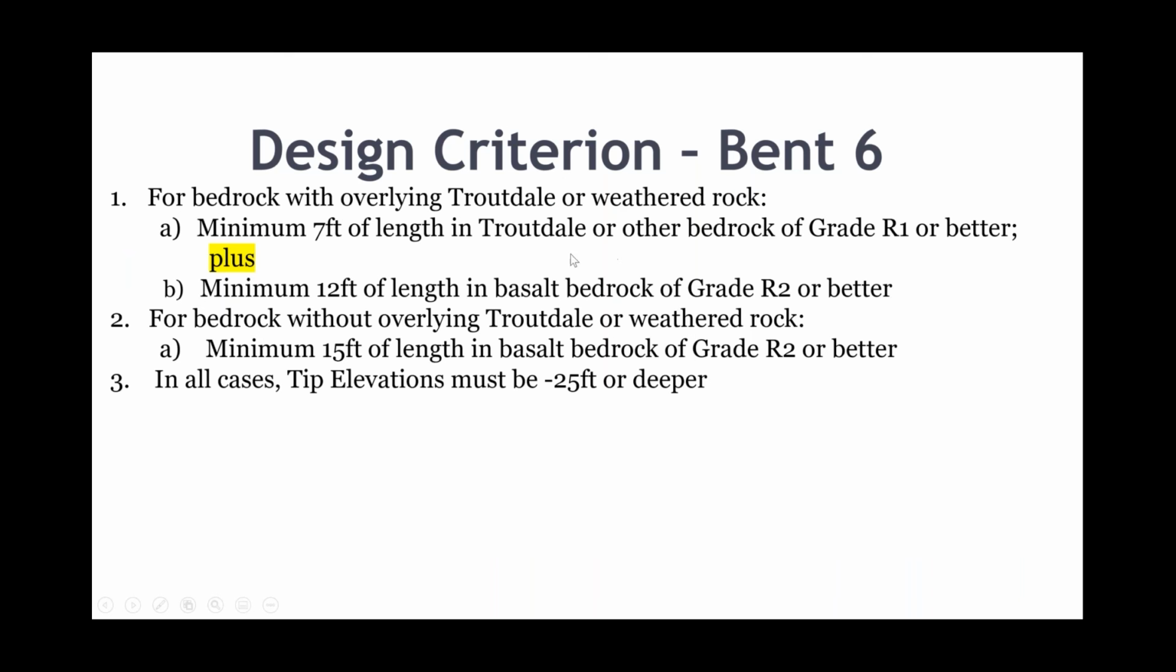The design criteria at Bent 6, where we had Troutdale or weathered rock, we needed 7-foot length of Troutdale of grade R1 or better, or bedrock of grade R1 or better, plus an additional 12 feet of length in the basalt. If we didn't have Troutdale or weathered rock, then we needed a 15-foot rock socket. In all cases, again, we had a minimum tip.